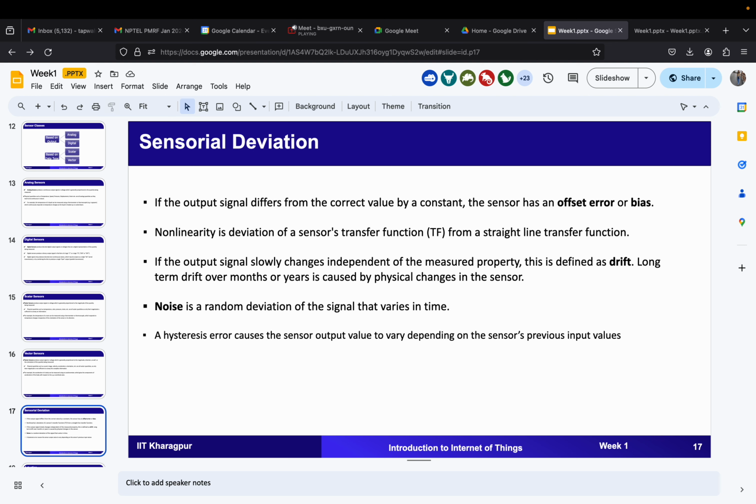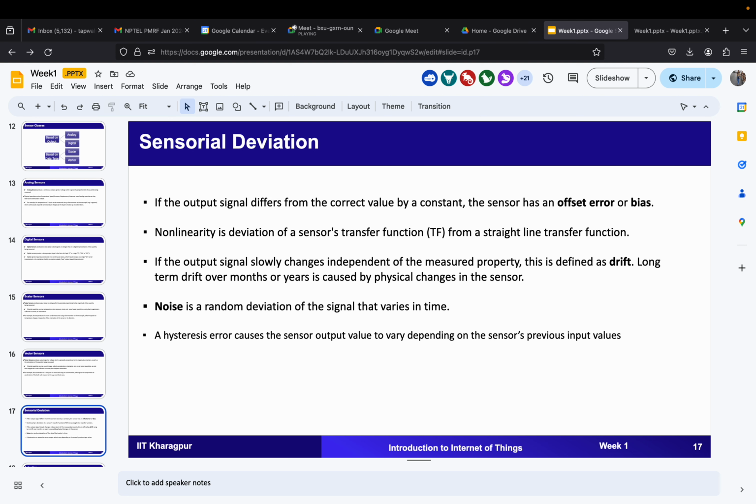So now the next topic is sensor deviation. If the output signal differs from the correct value by a constant, then the sensor has an offset error or a bias. The next one is non-linearity, which is the deviation of the sensor transfer function from the straight line transfer function. So basically, if a sensor has to produce some particular output but it is producing some other output, deviating from the particular straight line, then it is called non-linearity in the deviation.